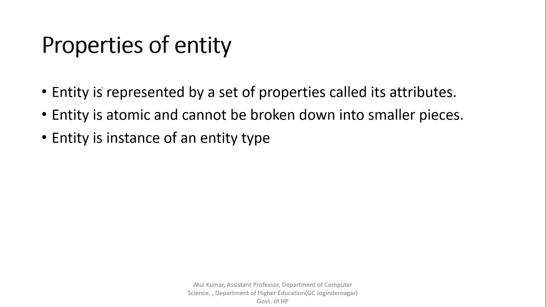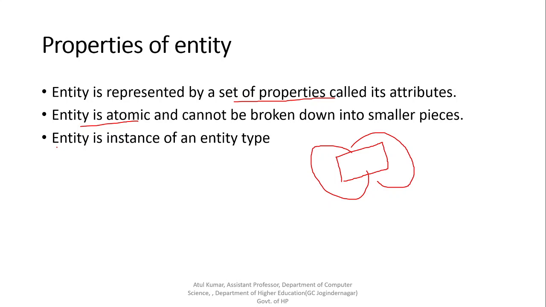Next, what are the different properties of entities? Entities are always represented by a set of attributes or properties. Entity is atomic and cannot be broken down into smaller pieces. Like in the previous slide I discussed the Maruti Alto car. The Maruti Alto car is an atomic entity, and it can't be broken down or divided into smaller pieces, so it is a unique and atomic entity.